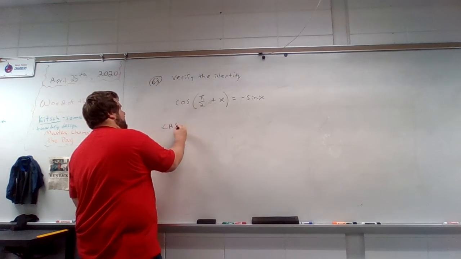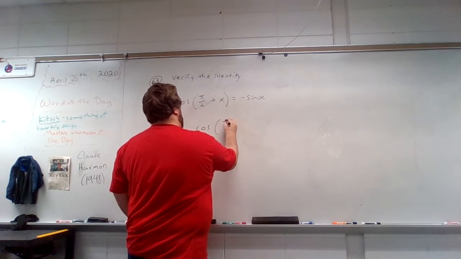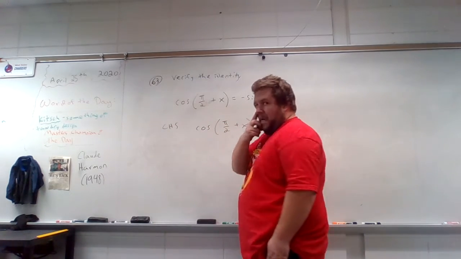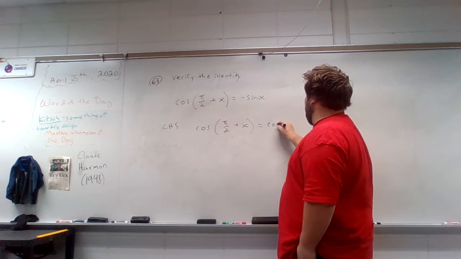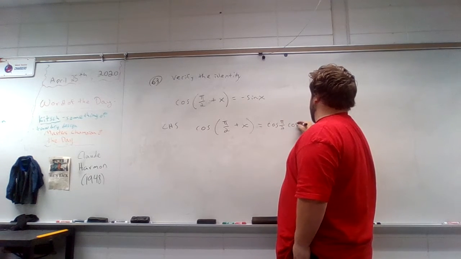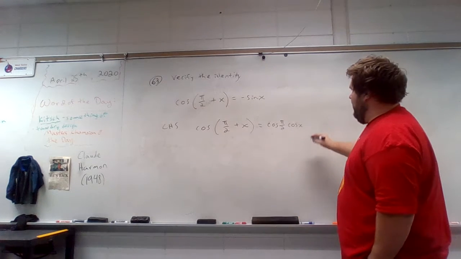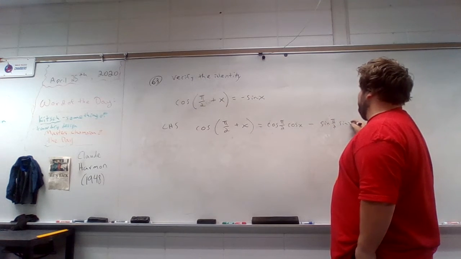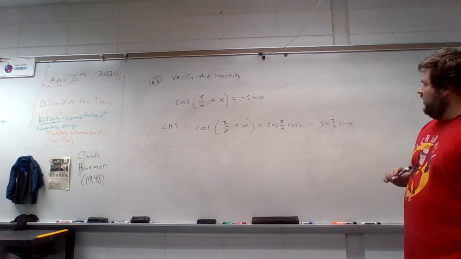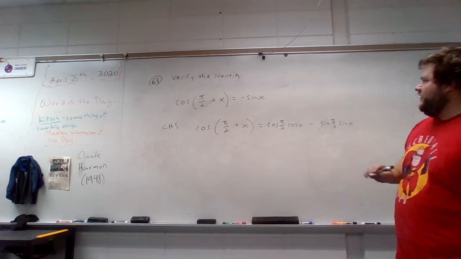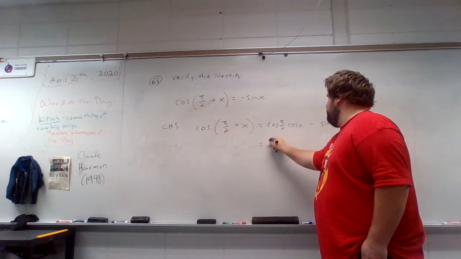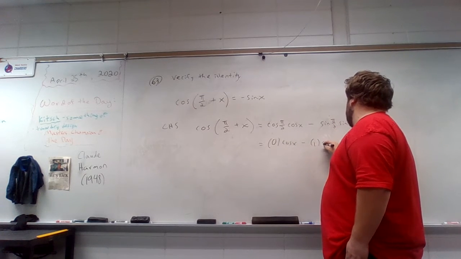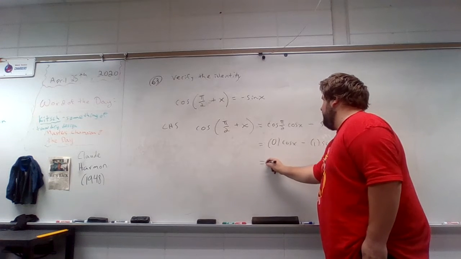So I pick left-hand side and I go, okay, cosine of pi over 2 plus x, and that's equal to cosine of pi over 2 cosine of x and minus sine of pi over 2 sine of x, using our identity. What's cosine of pi over 2? Well, that's going to be 0. And what's the sine of pi over 2? That's going to be 1. So this whole thing is really just negative sine x.